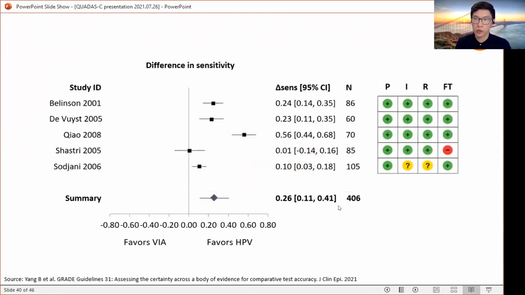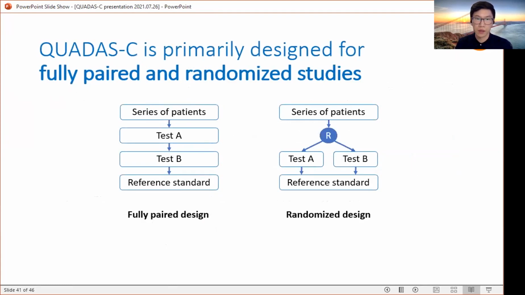You can also display QUADAS-C results next to a forest plot, which will naturally aid the interpretation of the forest plot. There are also other ways of illustrating these results, which you can find in the guidance document of QUADAS-C, which will be published, I think, within a month. Just one caveat, and that is that QUADAS-C is primarily designed for fully paired and randomized studies. That means that if you're assessing other types of designs, you might need to tailor the tool to capture other biases in more detail.